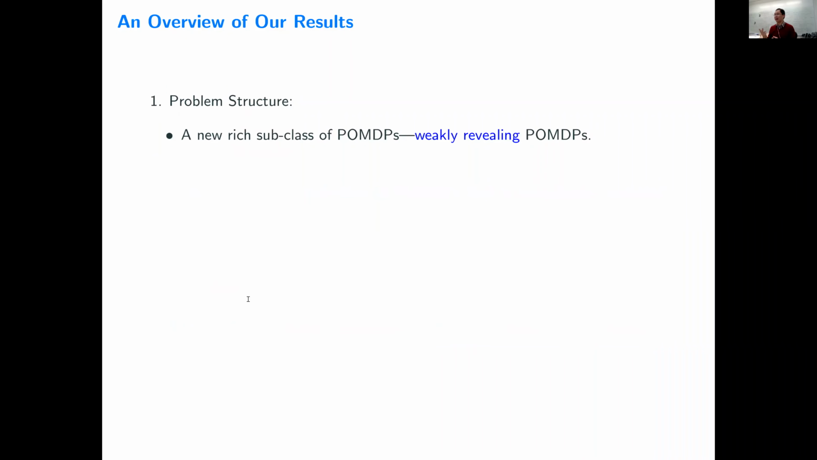So for the problem structure, we will identify a new rich subclass of POMDPs we call the weakly revealing POMDPs. We will talk about what the hard instances are, and essentially this rich subclass is just ruling out those pathological POMDPs which you cannot learn sample efficiently. And those pathological POMDPs are those where the observation doesn't tell you anything about the underlying states. Remember, we call it partially observable because we hope it will reveal some partial information, but the model actually includes some examples which don't tell you any information about the states. So as long as we rule out those kinds of instances, we can learn it. We can make it tractable.